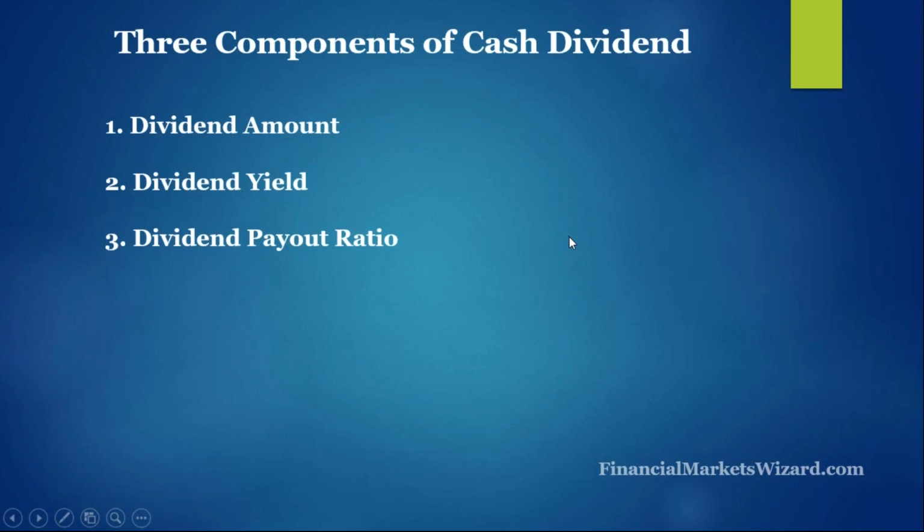So, 3 components of a cash dividend. Now we know there are 3 types of dividend: cash dividend, stock dividend, and property dividend. If it's a cash dividend, it has 3 parts to it. So we need to understand these 3 parts, and then we will understand how to invest in those stocks which give you dividends. One company is giving a dollar dividend every quarter, and another company is giving a dollar dividend every quarter. But are they the same? Maybe not.